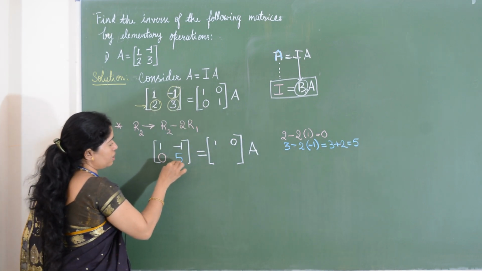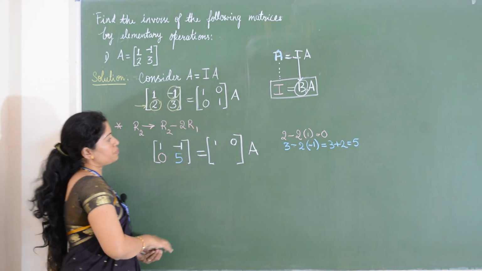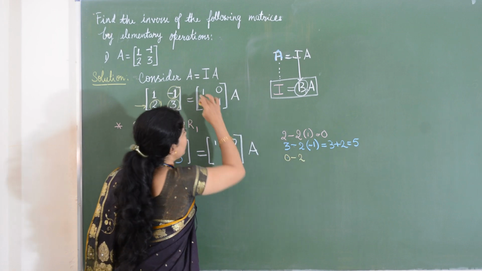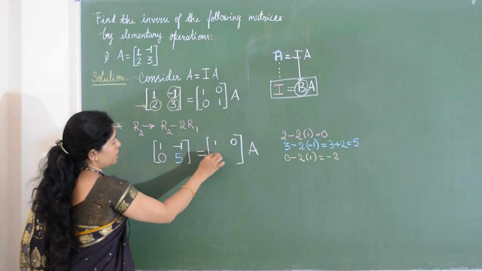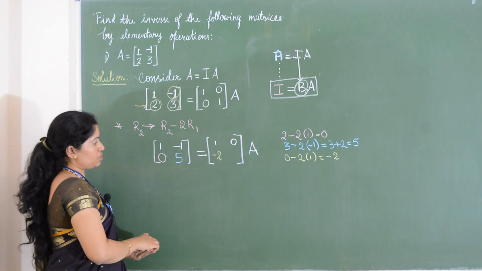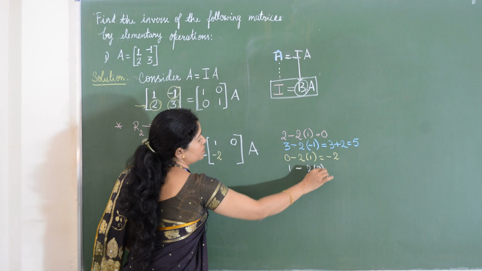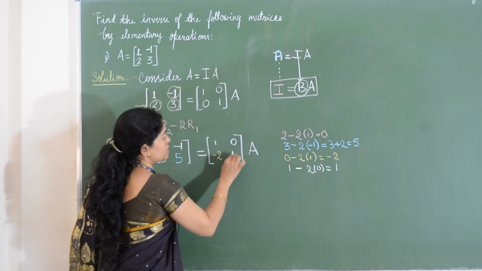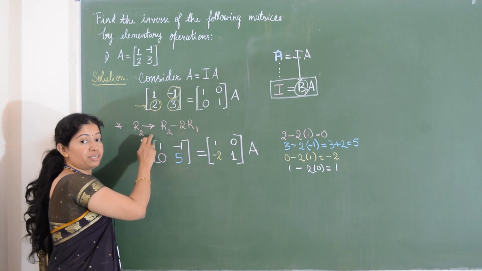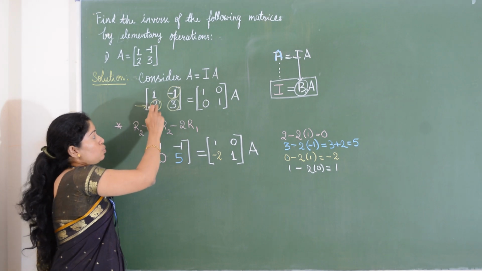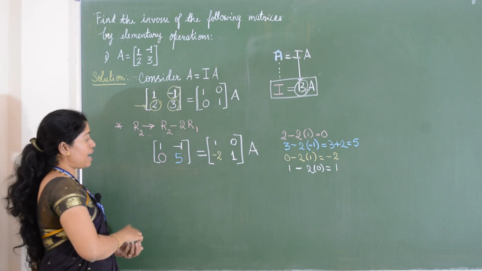So this entry will become 5. Next, coming to this, take this entry. So it is 0 minus 2 times of 1 is equal to minus 2. So this entry will become minus 2. Next, this entry 1 minus 2 times of 0 is equal to 1. So this entry will become 1. So what we did in this, by using this elementary operation, we made this 2 as a 0. Now next step, you have to make this 5 as 1.